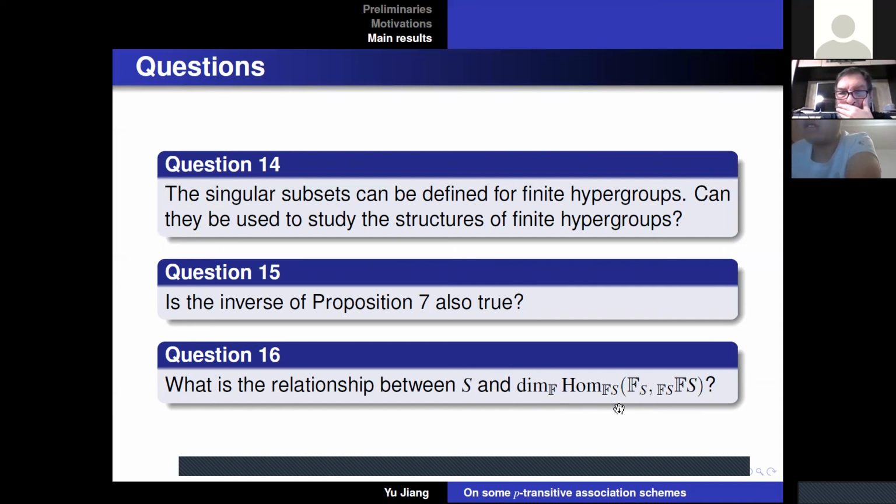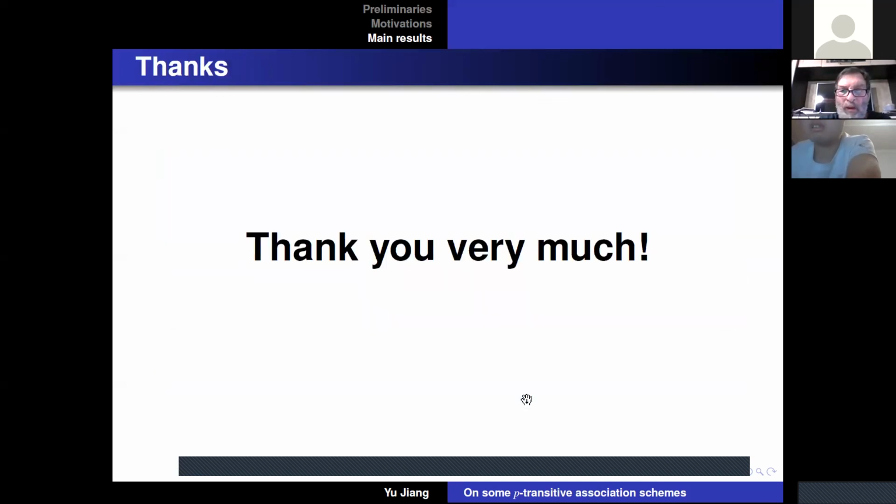For a p-transitive scheme, it means that this number is 1. But this number can be 2 or 3. We don't know, and we don't know the relationship between S and this number. So the results in this question may generalize what we have got here. That's all. Thank you very much.